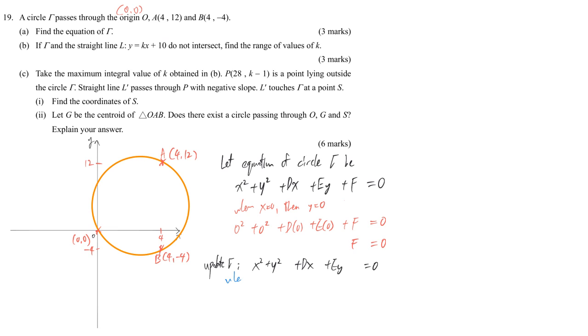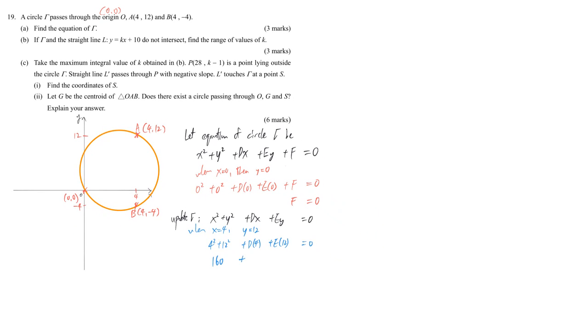Now we are going to use the second point, point A. When x is equal to 4, then y is equal to 12. Whenever there is a point on the curve that fulfills a certain requirement, we can substitute it inside. So we have 4 squared plus 12 squared plus d times 4 plus e times 12 equal to 0. That gives 160 plus 4d plus 12e equal to 0. Simplify it, all the terms divide by 4, so we have d plus 3e equal to negative 40. We get an equation so that we can solve it by simultaneous equations later on.